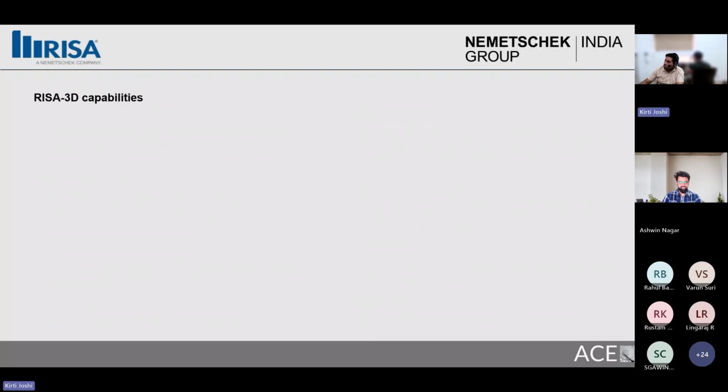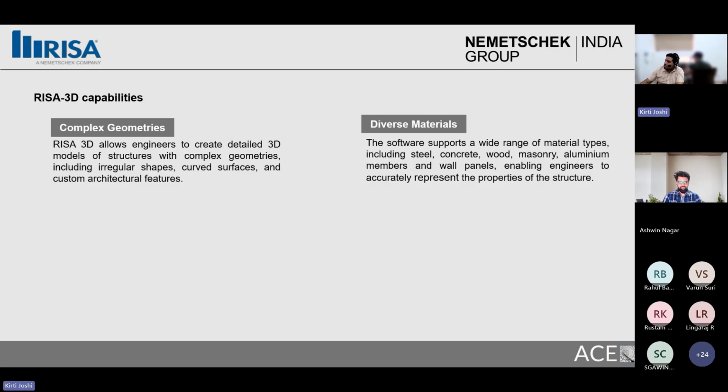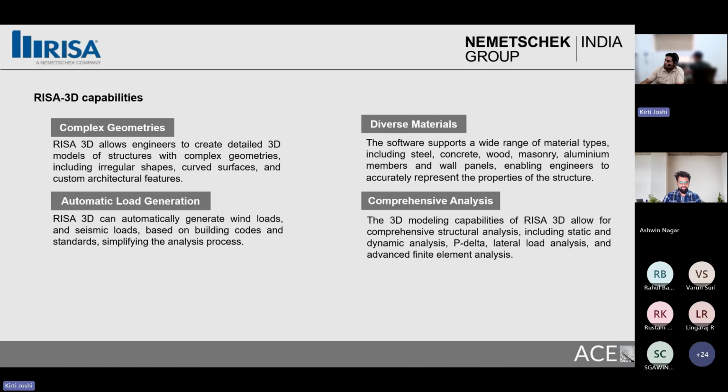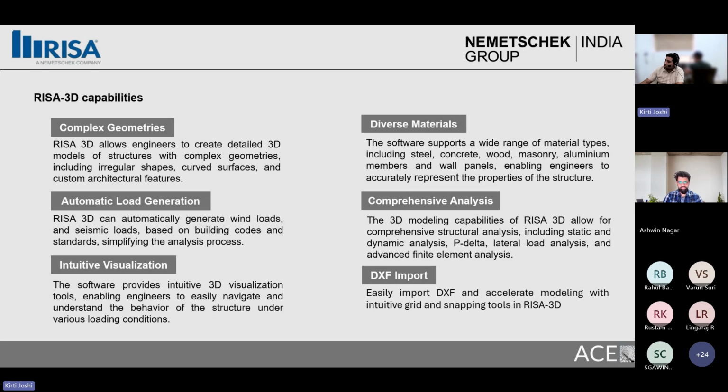Regarding the software capabilities, as I already mentioned, RISA 3D offers a powerful modeling environment. You can easily create complex 3D structures using tools like snapping tools, grids, or you can import it from DXF. It also supports multi-materials like steel, concrete, wood, and aluminum, all within the same model, which means you can create a hybrid model as well. Other advanced features like p-delta analysis or dynamic analysis are also possible in RISA, which makes it suitable for both basic and advanced projects.